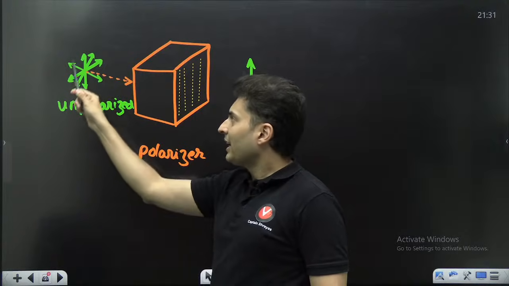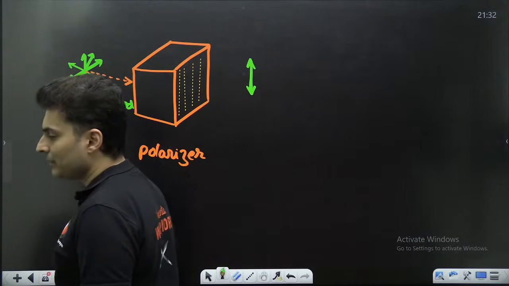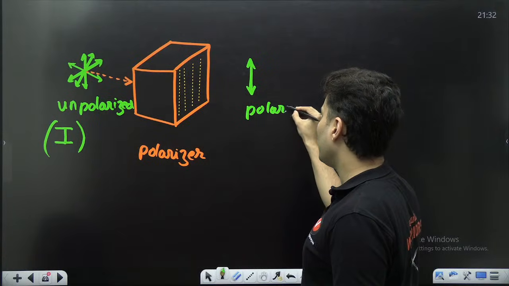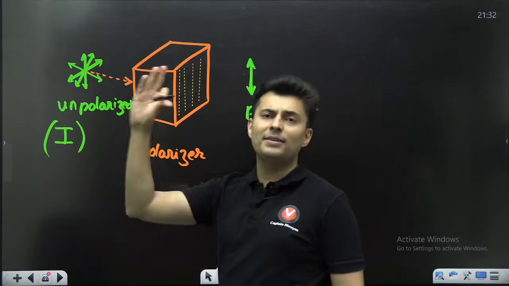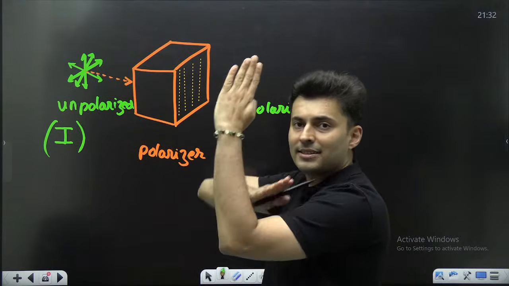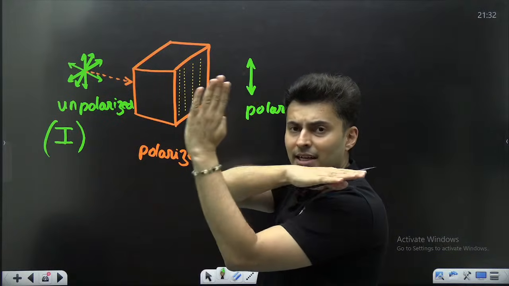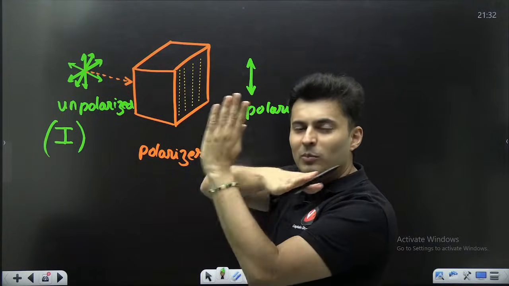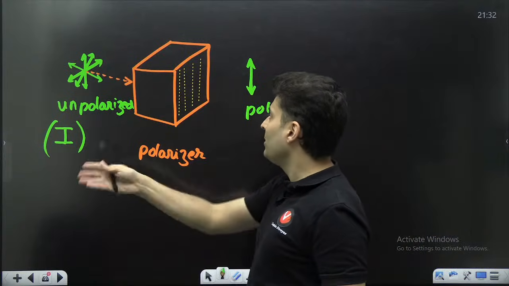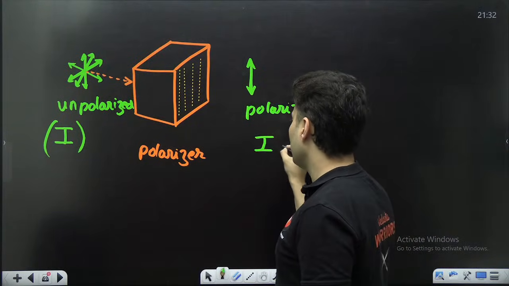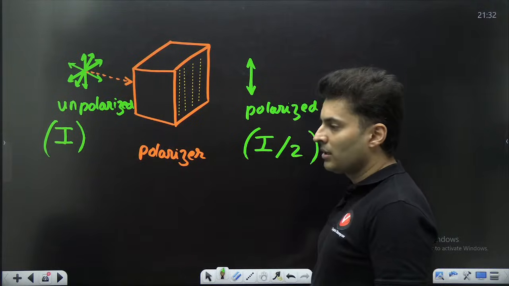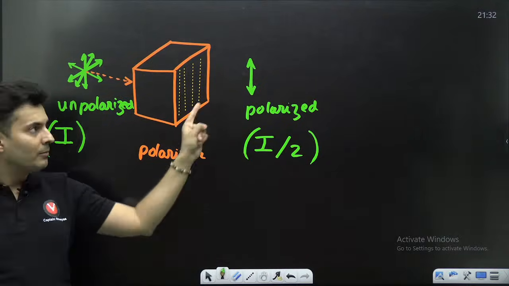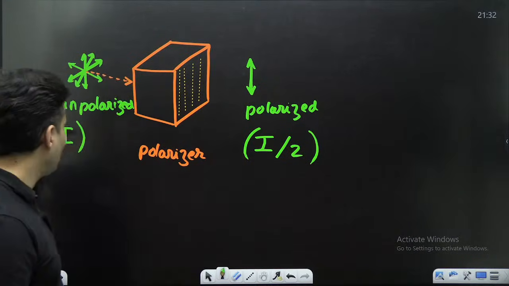In fact, if the intensity of the unpolarized light over here was I, you will see exactly half the components come out, because every oscillation has x and y components, and x and y are equal in amounts. All the x got cancelled, only y remained. So the intensity of the light which comes out will be how much, my dear warriors? I by 2. So that's how you make polarized light from unpolarized.